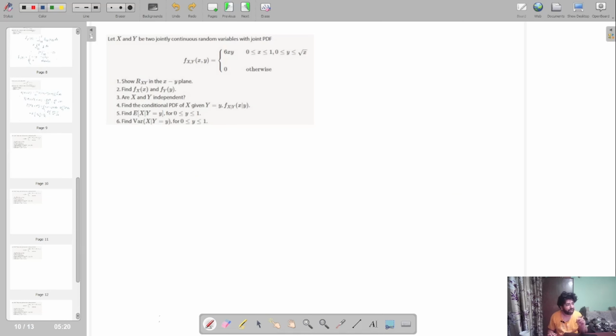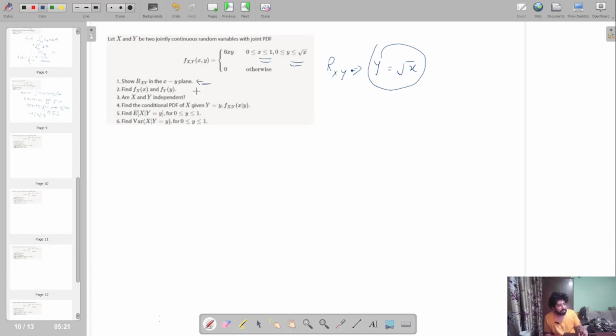All right, so in this problem we have been given a joint PDF, and we have to show R_XY in the xy plane. So R_XY in the xy plane will depend on what exactly the range is. Here I have x ranging from 0 to 1, and then I have y ranging from 0 to square root of x. So in this case, what will happen? The region for R_XY will be bounded by the curve y equals square root of x. So the graph for y equal to square root of x actually defines the region for this plane.